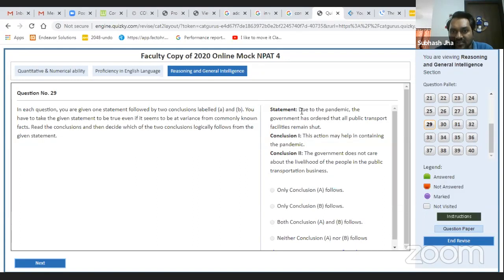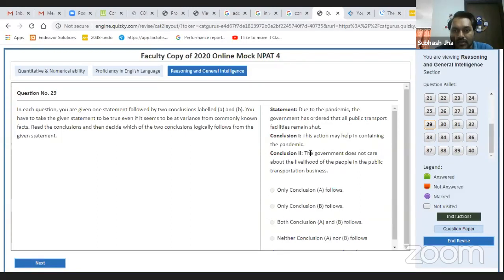So generally you will see this question: due to the pandemic, the government has ordered that all public transport facilities remain shut. I might have touched so many hearts because of this. So many of you are worried for this lockdown situation, but this is required. So here, due to the pandemic, the government has ordered that all public transport facilities remain shut. This is the statement. So from this, what can you conclude?